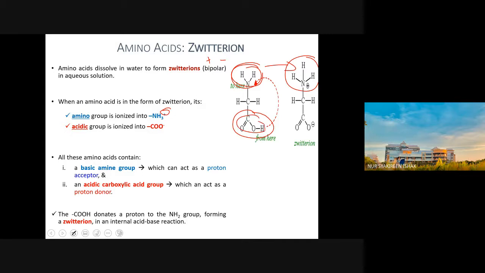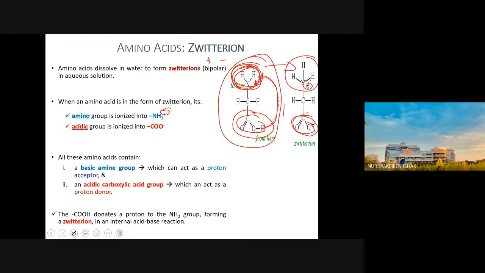Acidic carboxyl group will also be ionized by releasing a proton. It becomes COO negative. The negative is superscript on the O, not superscript on the C. Wrong. Superscript on the O. Okay, so all these amino acids contain a basic amine group, which can act as proton acceptor. Remember, the amino group acts as proton acceptor. It accepts hydrogen ion. When it accepts hydrogen ion, it becomes positively charged. As for the carboxyl group, the acidic carboxylic group becomes a proton donor. They release hydrogen ion. So if it involves the same amino acid molecule, it means the carboxyl releases hydrogen ion, taken back by the amino group. So that is within the same molecule.